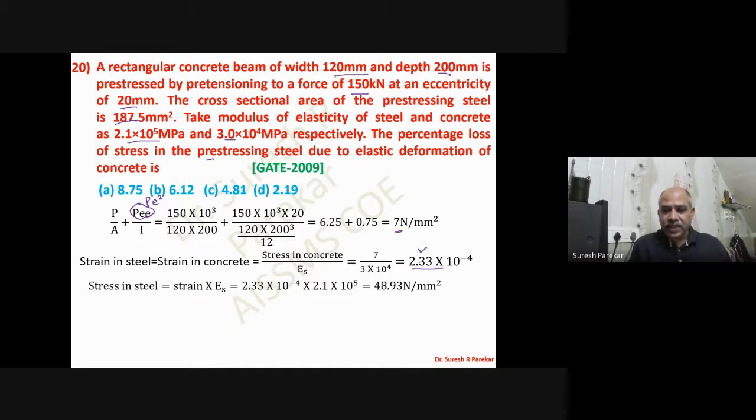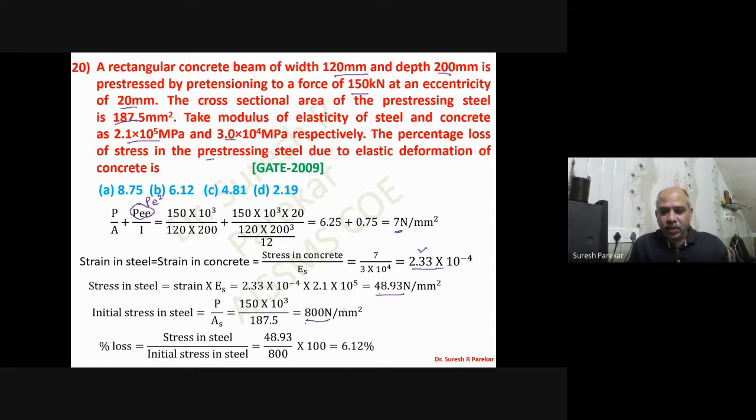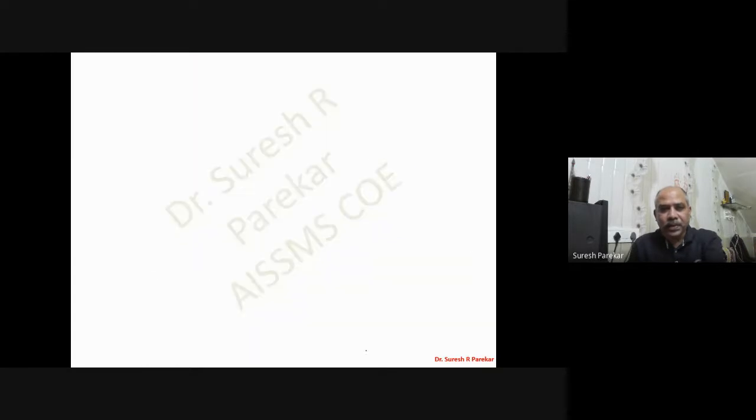Once I know the stress in steel, I will find the initial stress in steel. We know P is 150 and area is 187.5, so I will divide: 150 into 10 to the power 3 divided by 187.5 gives me 800. So 48.93 upon 800 into 100 gives me the percentage loss, which will be 6.12%. So we have option B.